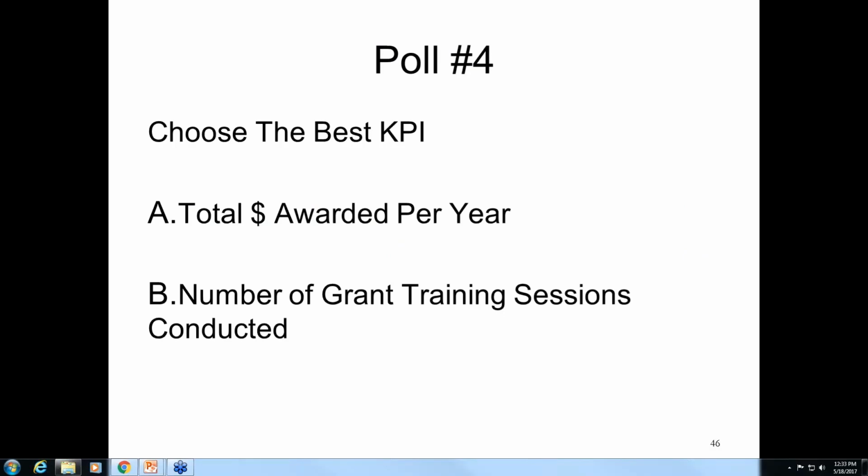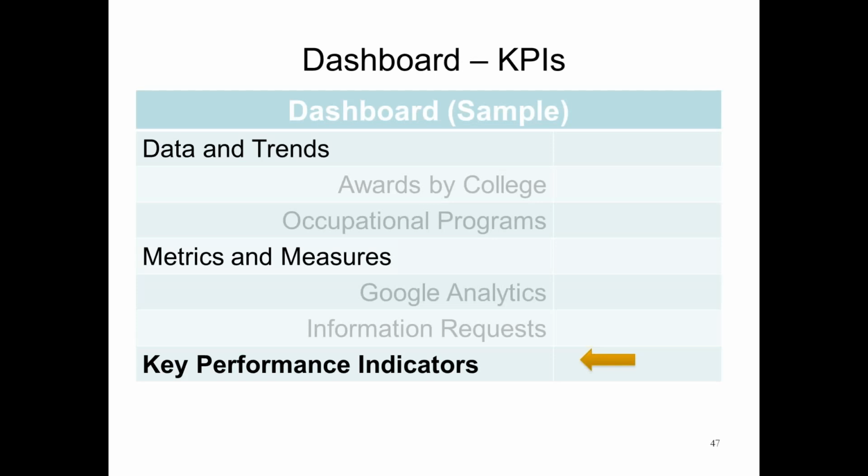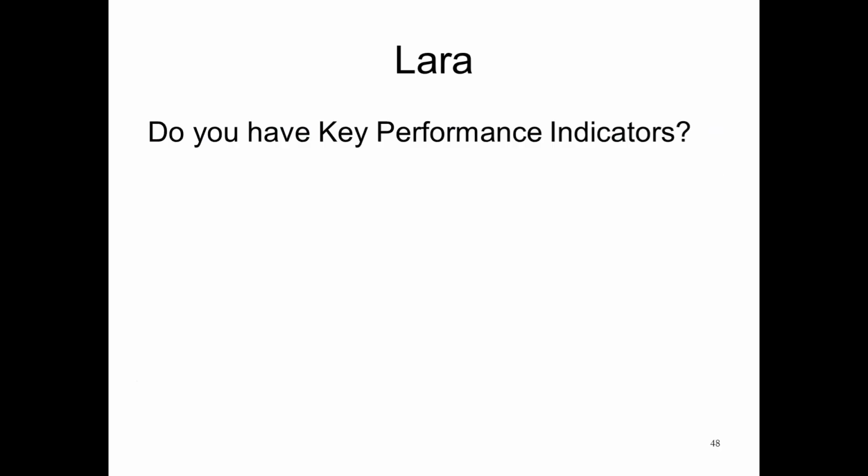I'm going to close that and go on to the next slide, and let's take a look and see where we are now. So again, we're focused on those KPIs, right? Remember, how many more times are you going to say this, Mike? 3 dashboard elements: data and trends, metrics and measures, and then KPIs. That's a dashboard. Let's look a little bit more at these key performance indicators. Laura, we just talked about these polls. What are your key performance indicators?